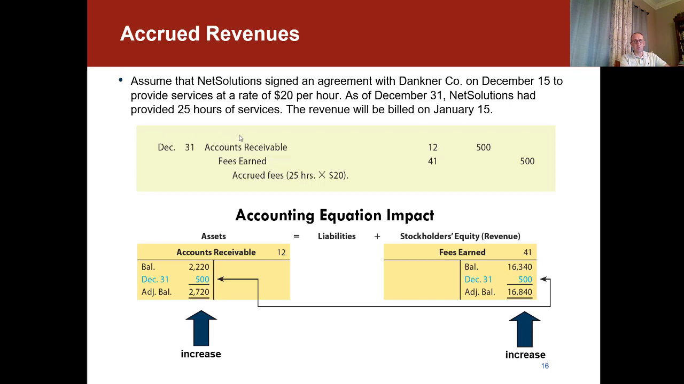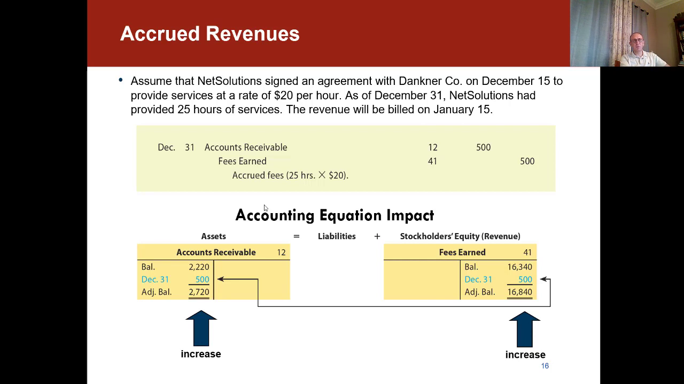The 3 conditions are met. We have December 31st, which is the last day of the year or the period. And then we have accounts receivable, which is a balance sheet account, fees earned, which is an income statement account, and we don't have cash involved. So these are the 3 conditions that should be met whenever we have any kind of adjusting entry.